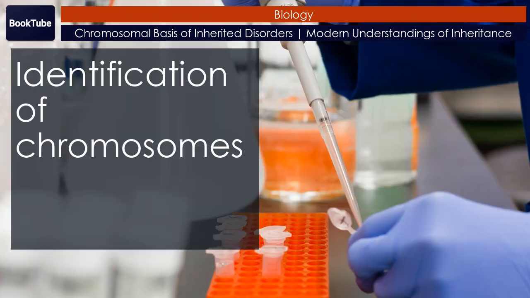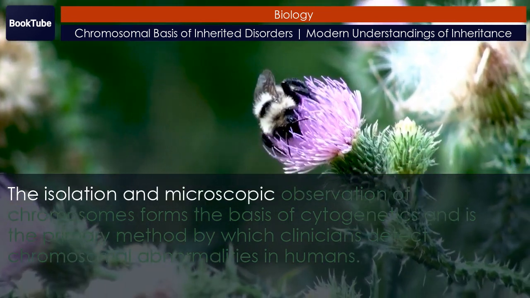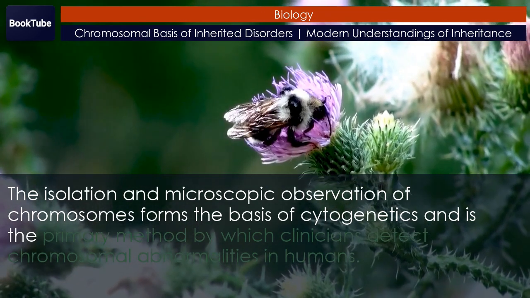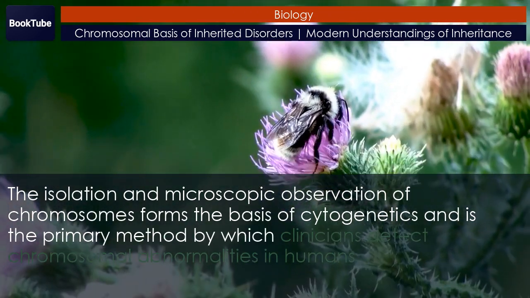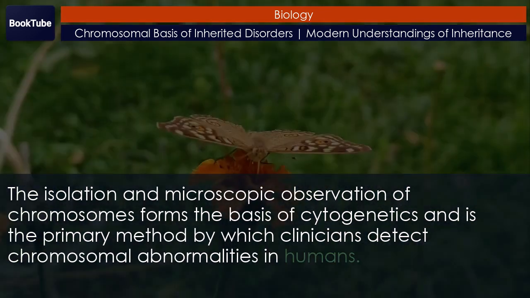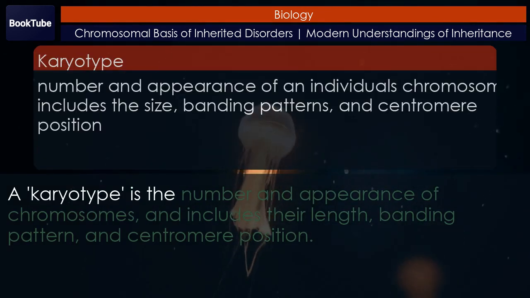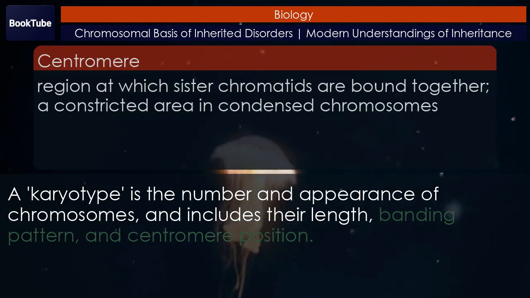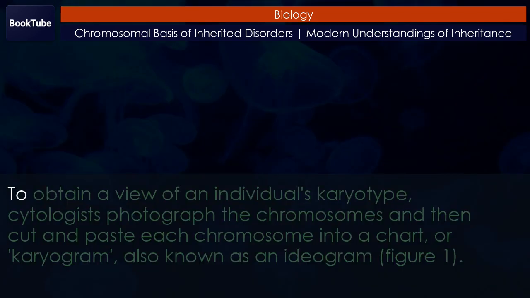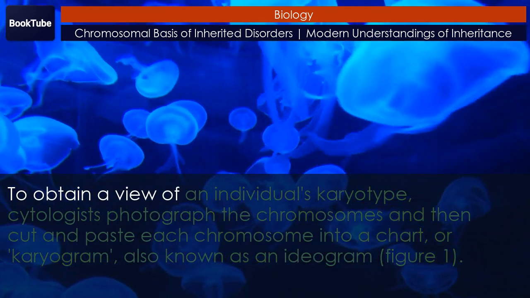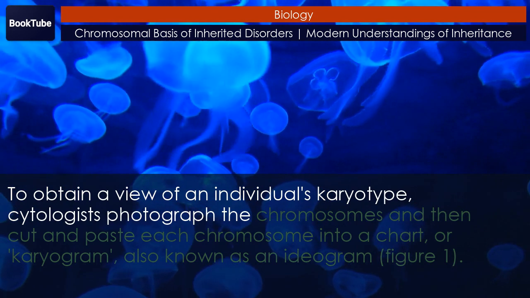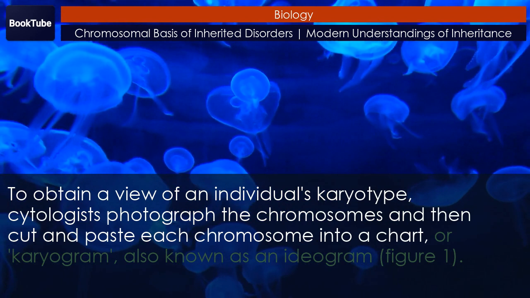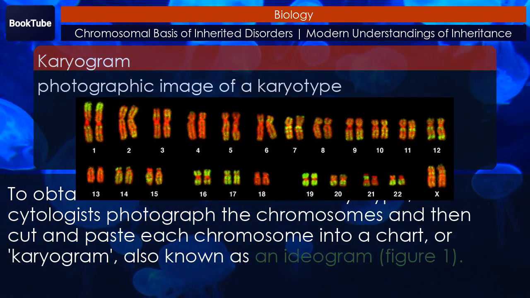Identification of chromosomes. The isolation and microscopic observation of chromosomes forms the basis of cytogenetics and is the primary method by which clinicians detect chromosomal abnormalities in humans. A karyotype is the number and appearance of chromosomes, and includes their length, banding pattern, and centromere position. To obtain a view of an individual's karyotype, cytologists photograph the chromosomes and then cut and paste each chromosome into a chart, or karyogram, also known as an ideogram.